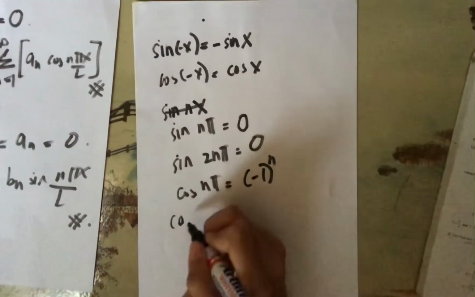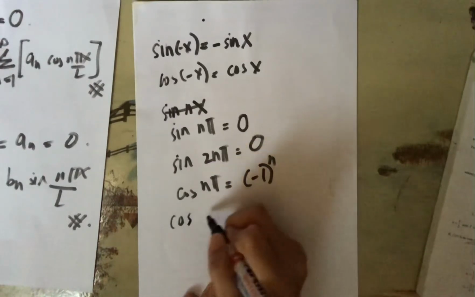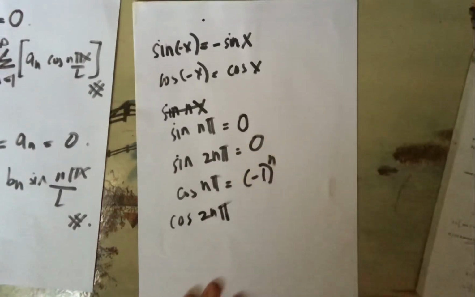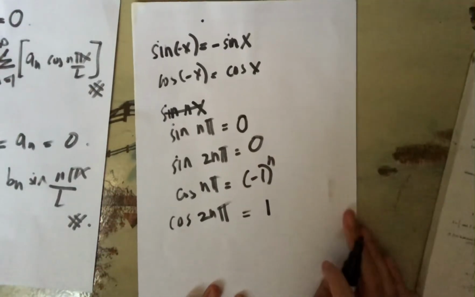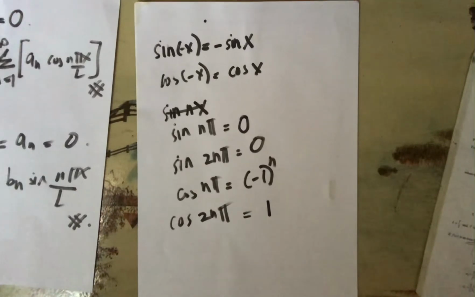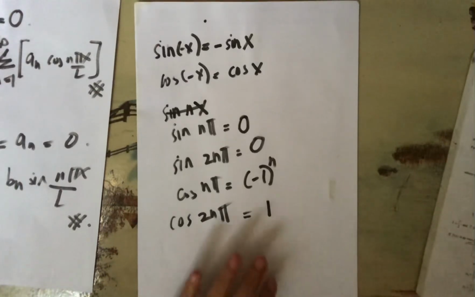The last identity that we will find in this chapter is cos(2n pi), which is equal to 1. Okay, class, so these are some helpful identities, the common trigonometry equations that we will find in this chapter. For the next video, I will show you the examples, how to answer questions regarding odd, even, or neither function. Okay, class.